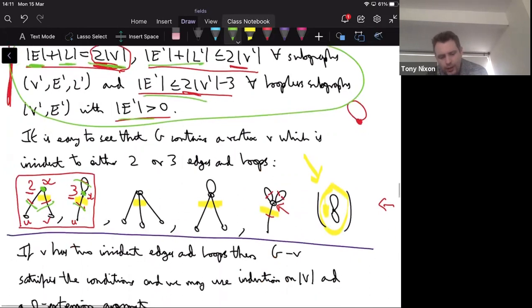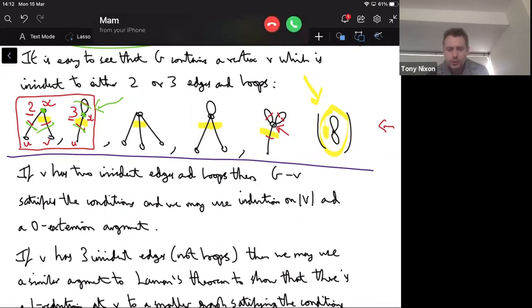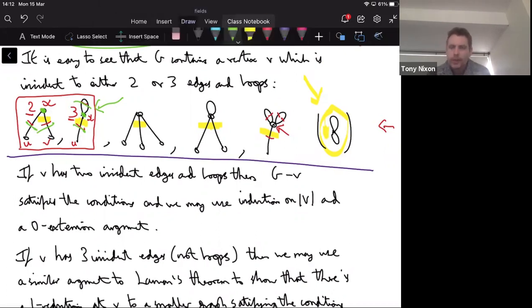Okay, and then from that, we can say the smaller graph is rigid by induction on the number of vertices. And then we use a zero extension argument. It's very slightly different when it's this kind of zero extension, but the same proof we talked about when we did the Pollaczek-Geiringer-Lehman theorem works in this case too. So we can suppose there are exactly three incident edges. So that's this picture or this picture or this one.